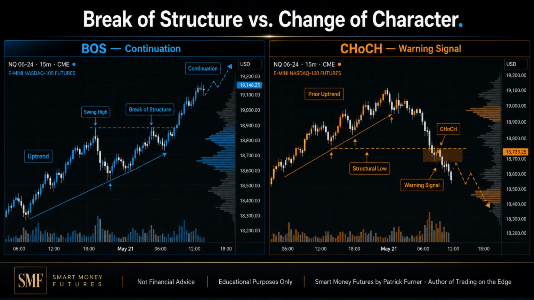Now let me address the two specific market structure signals that cause the most confusion: break of structure and change of character. These two terms are used interchangeably by most traders. They are not the same. Treating them as the same will destroy your entry quality.